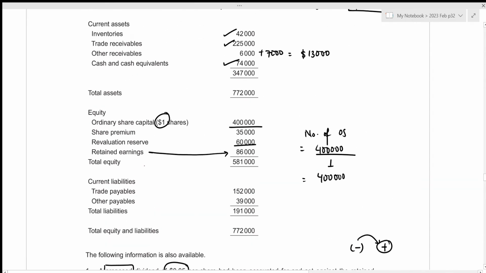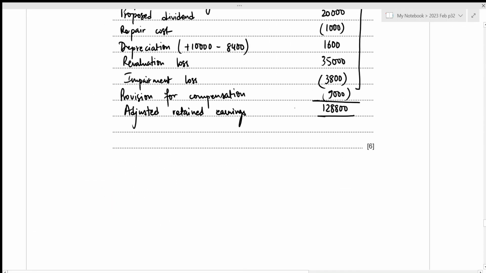Let's have a look above. So the ordinary share capital is to remain the same at 400,000. Share premium will also remain the same, but revaluation reserve needs to adjust the revaluation downwards of 35,000. So that's 60,000 minus 35,000, which results in the value of 25,000. That's the new value for revaluation reserve, and we have already figured out the new value for retained earnings below. So let's have a look. The adjusted retained earnings was of 128,800. So let's write down those four items.